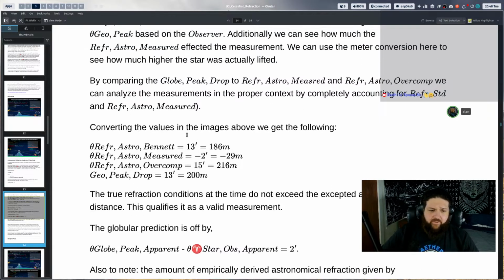Okay, so now we're going to compare these two and look at the figures. So the amount of astronomical refraction was 13 arc minutes. Convert that into meters.